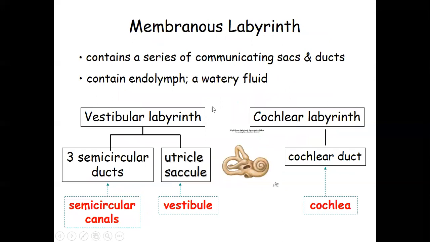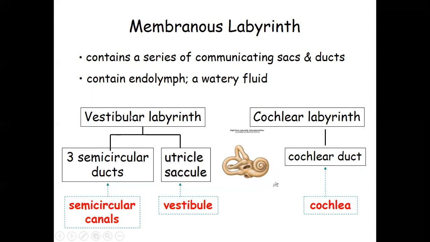Okay, just now we have discussed the bony labyrinth. Now we can discuss the membranous labyrinth. The membranous labyrinth contains a series of communicating sacs and also ducts. And the membranous labyrinth contains the endolymph, a watery fluid.